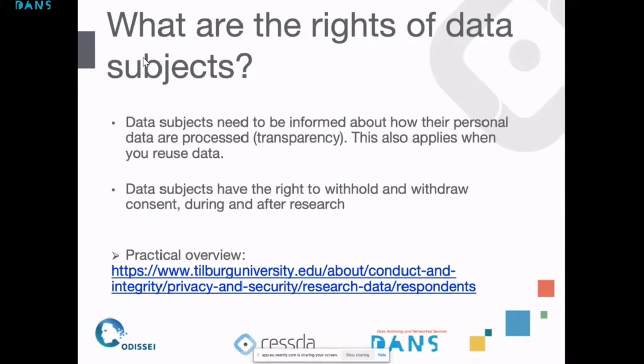And then about the rights of the data subjects. The data subjects under GDPR have a lot of rights, but I focus now on these rights.